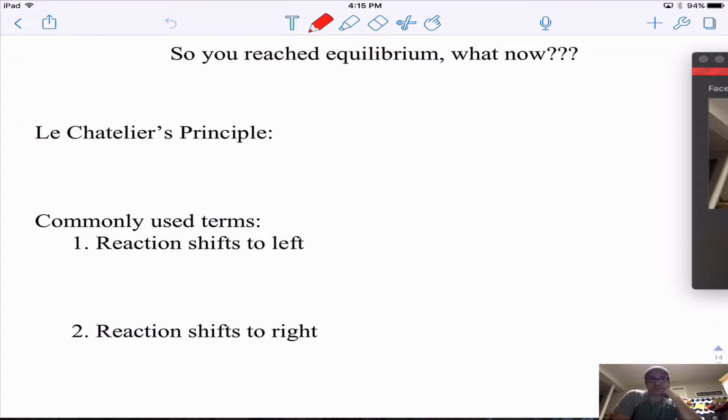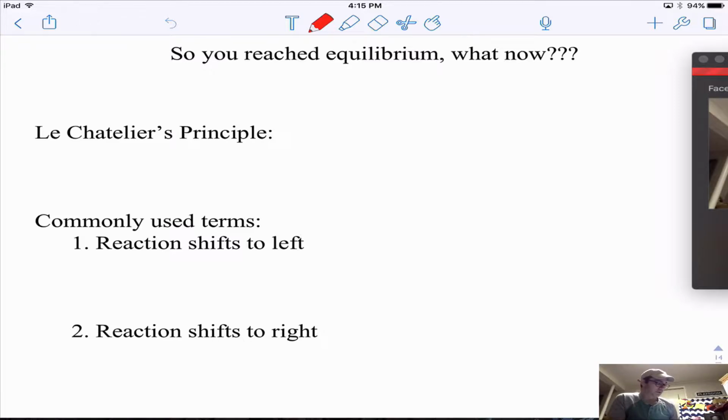Alright, hi everybody. So today we're going to talk about Le Chatelier's principle. And you know this from last year, maybe you remember it, maybe not, but the idea is that once you're at equilibrium, what can we do or what would happen to the system if we were to stress it? And this is what Le Chatelier's principle talks about.